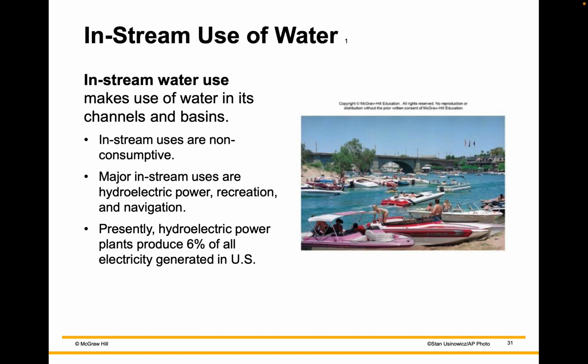All right, in-stream use of water. These uses are non-consumptive, so they're not using up the water. And major in-stream uses are hydroelectric power, recreation, and navigation. Presently, hydroelectric power plants produce about 6% of all the electricity in the U.S.